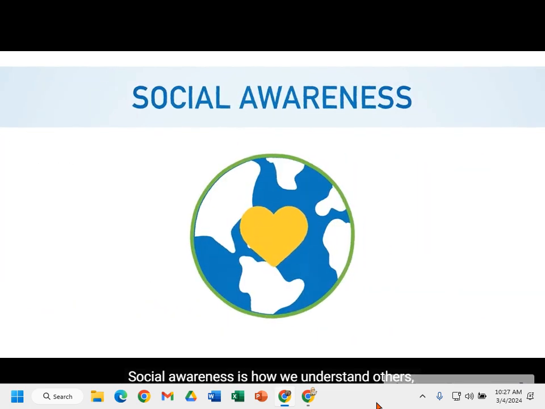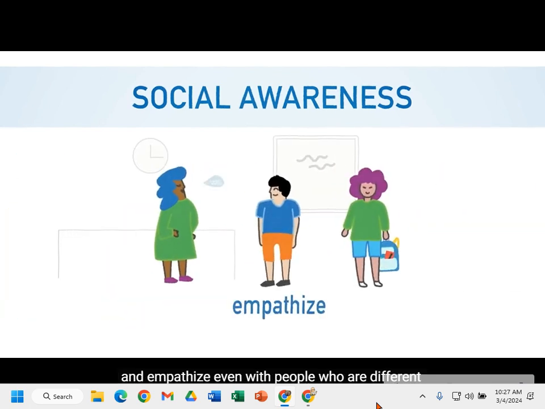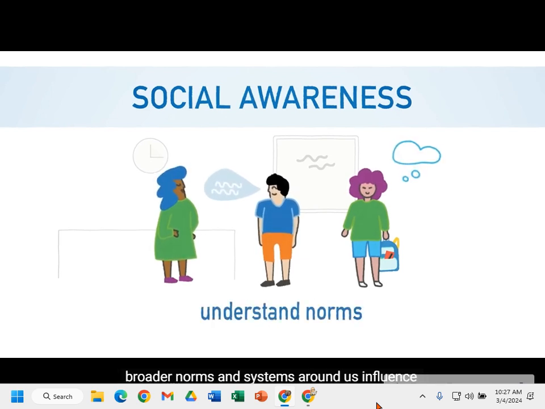Social awareness is how we understand others, how we learn to take different perspectives and empathize even with people who are different from us. It also includes understanding how the broader norms and systems around us influence how we develop and create a sense of belonging.